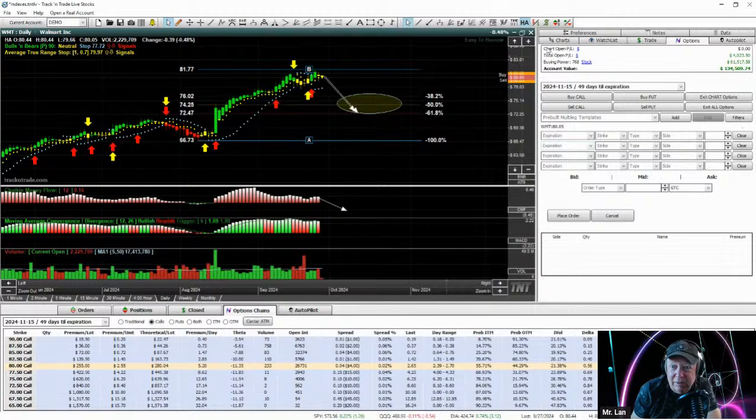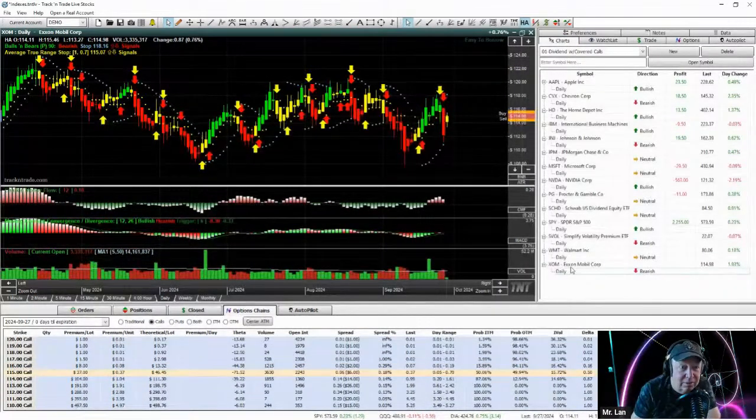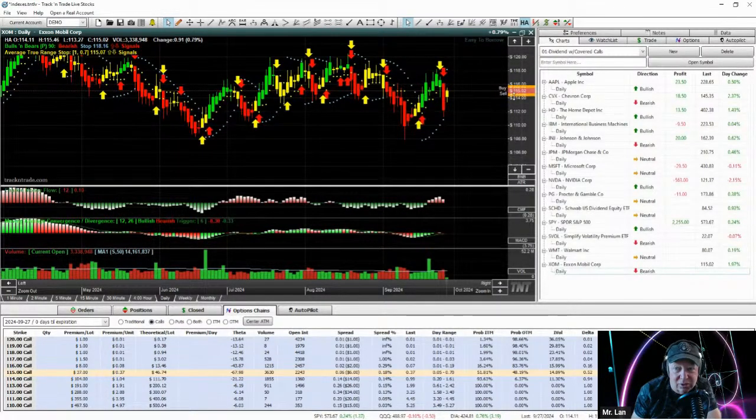All right, guys. I think we've kind of spanked the monkey good today. ExxonMobil. That's a nice one right there. I think that's a juicy one. We might be able to do something with Exxon.